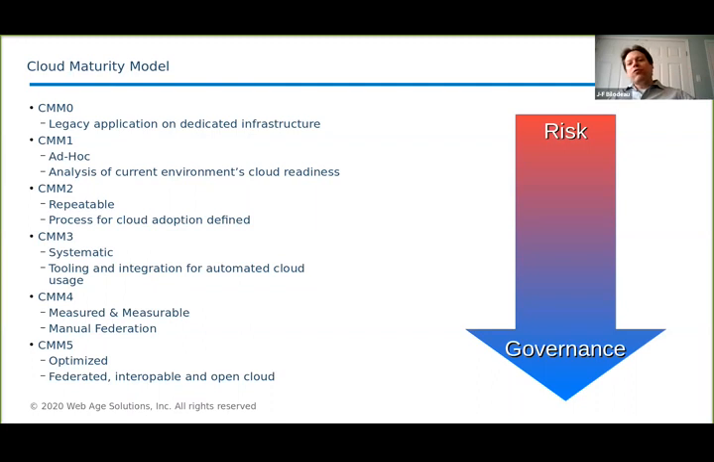So now we're going to move to CMM 1, Maturity Module 1, where we're going to move towards more of an ad hoc management strategy for the cloud. We're going to analyze our current environment and cloud readiness. So where are we standing in terms of cloud readiness? A lot of this at this point will be, and pretty much needs to be, experimental, in the sense that we are moving to a vast unknown.